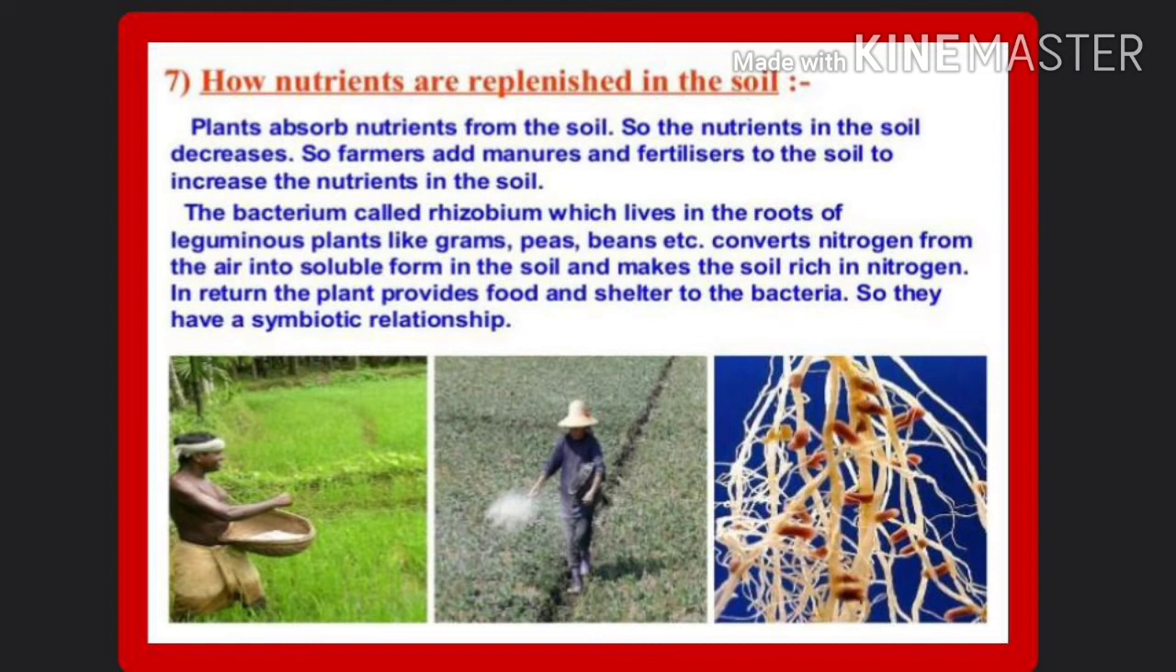Here, what happens is there is a bacteria in the soil called Rhizobium. It takes atmospheric nitrogen and converts it into a soluble form. But Rhizobium cannot make its own food. Okay, so what it does is it lives in the roots of grams, peas, moong, beans, and other legumes. Legumes are the pulses, and it provides them with nitrogen also. So both of them are in another symbiotic relationship. This is also an example of symbiotic relationship.